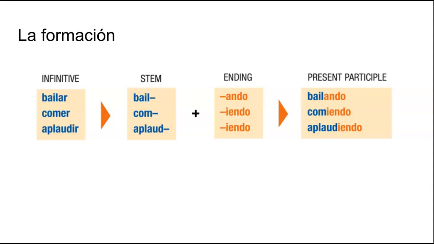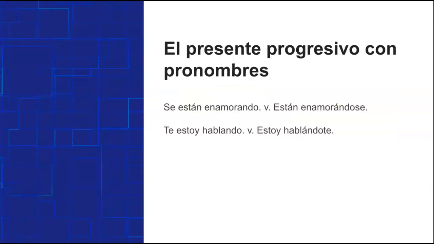Aplaudir, aplaudiendo. Attention! Whenever you use progressive forms with reflexive or object pronouns, you can either attach the pronoun before the conjugated form of estar or after the participle. Se están enamorando versus están enamorándose. Te estoy hablando versus estoy hablándote. Did you notice anything? When the pronoun is attached to the participle, you need to add an accent to the first vowel of the ending to keep the proper stress. Hablándote. Excelente.